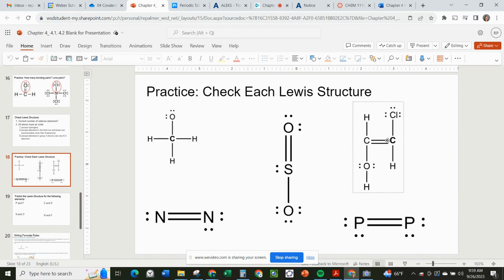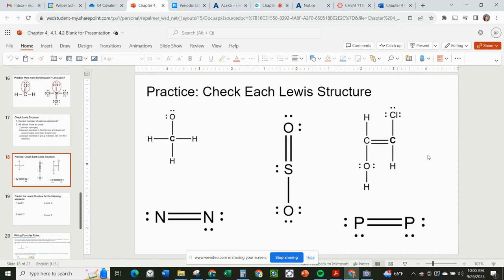For this one, we would count up total valence electrons. So 4 plus 4 is 8, plus 6 is 14. Then 15, 16, 17. 17 plus 7 is 24. So we should be seeing 24 total electrons. So let's count those up: 2, 4, 6, 8, 10, 12, 14, 16, 18, 20, 22, 24. So that has the correct total number of valence electrons.